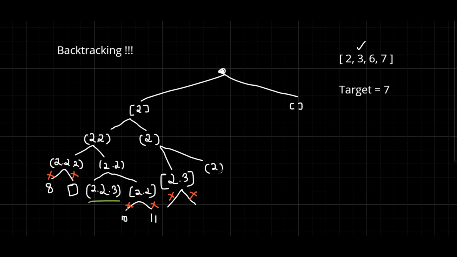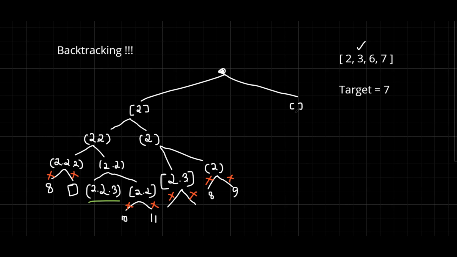Now, for this 2, we cannot include any other 3 here because we have already explored the solution using 2 and 3 previously. So we have 6 and 7 remaining in our choice. But if we include 6 with this 2, the summation will become 8. And if we include 7 with this 2, our summation will become 9. Both of them are exceeding the target 7. So here we can see that we cannot include 6 or 7 with this 2 again. So in the left portion of this decision tree, we have completed the iteration and reached the base condition for each node.